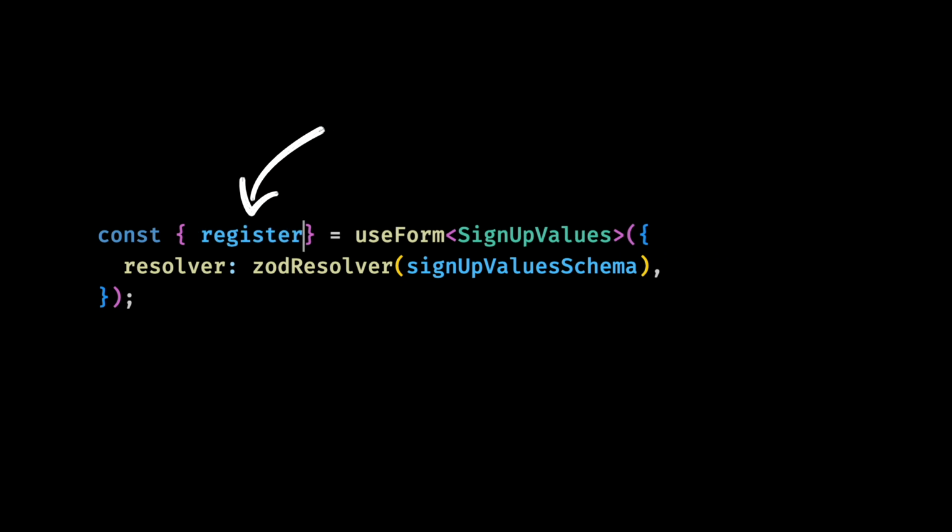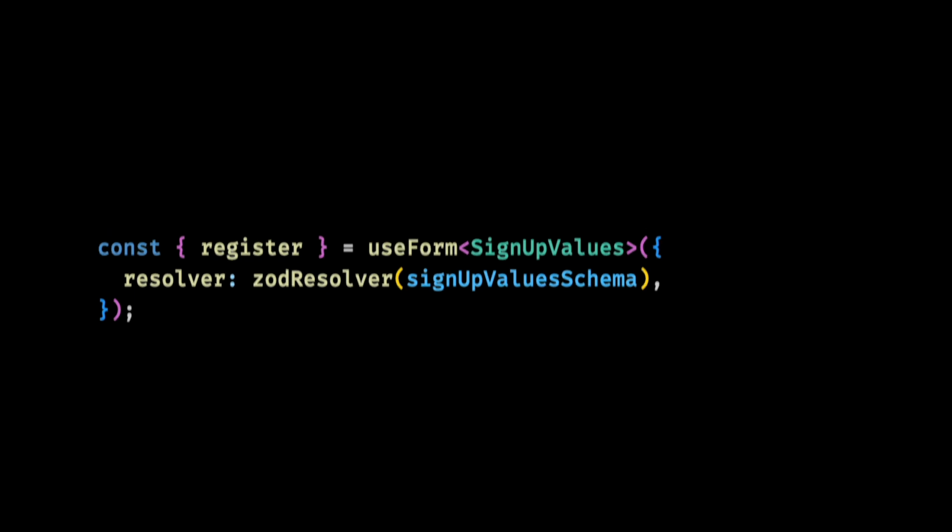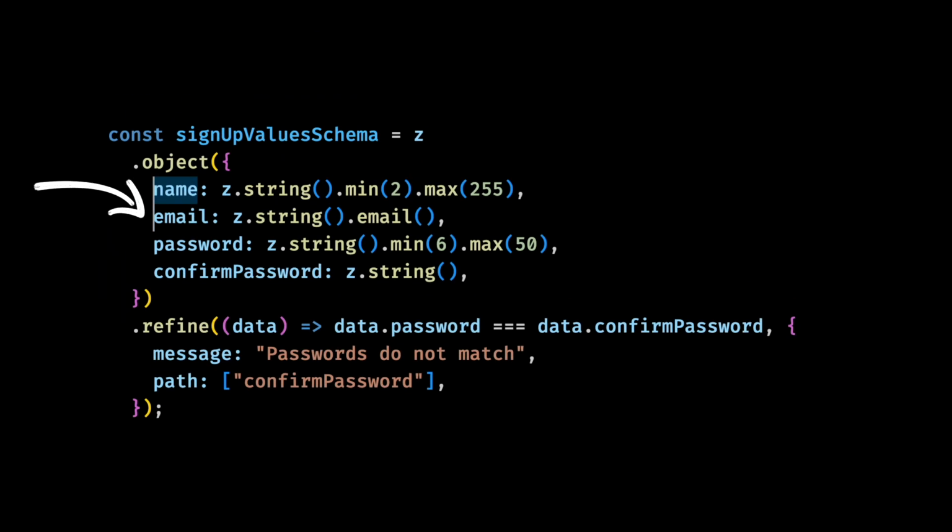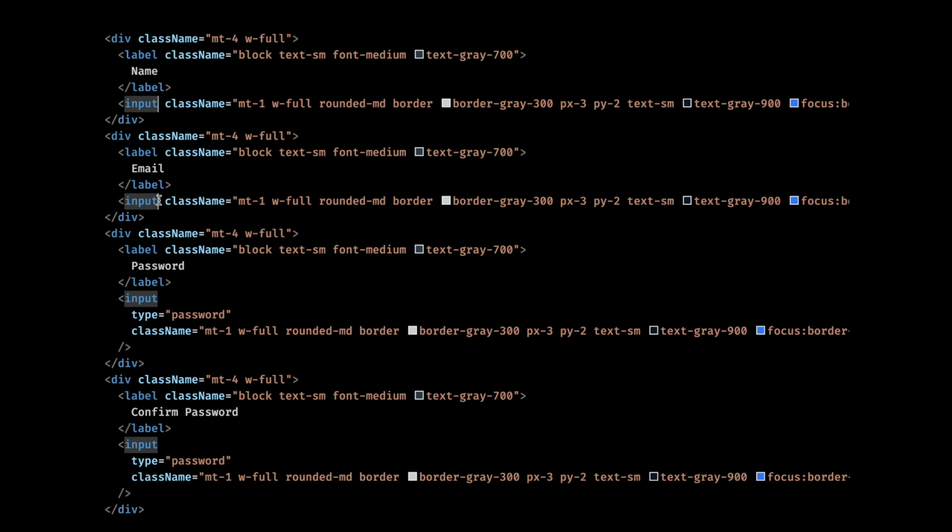For now, let's grab only the register function from the hook. We need to use this function on each input. To save time here, I'll go to our schema, hold Command Option and use the down arrow to make multiple cursors. Copy all field names, then holding Option, I'll click to create one cursor on every input.